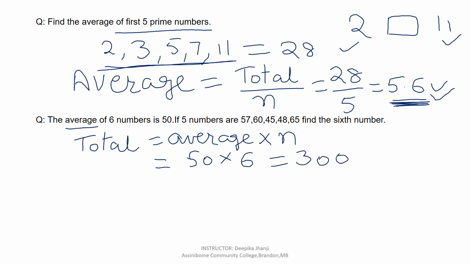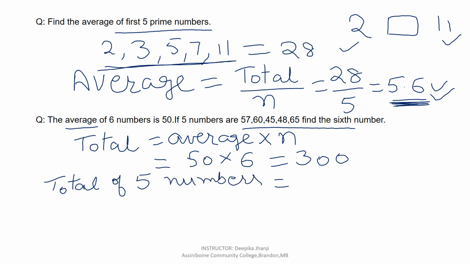How do we calculate the total of numbers? So we add them together. So when we calculate the total of 5 numbers, just add the given numbers. So 57 plus 60 plus 45 plus 48 plus 65. When you add them together, you get 275, right? This is total of 5 numbers and this is total of 6 numbers.